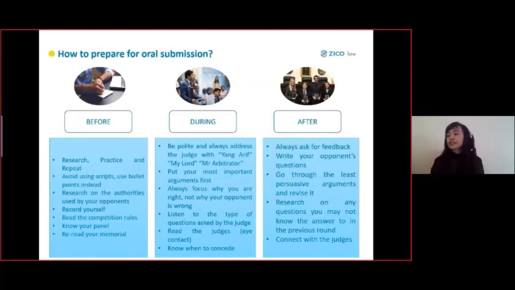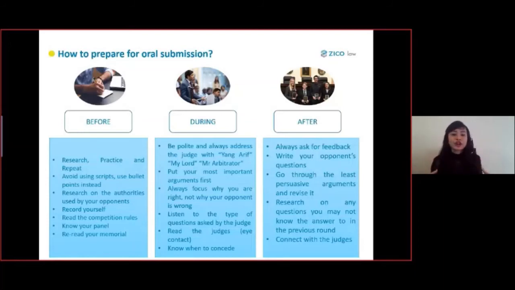And next is to focus on why you are right, not why your opponent is wrong. The thing about mooting is that it's a gentleman's game. You're not going against your opponent. Your opponent is always the judge. So your role as a mooter is really to address the questions by the judge.